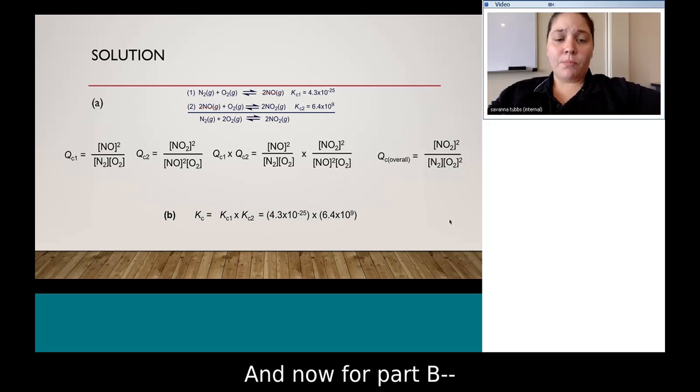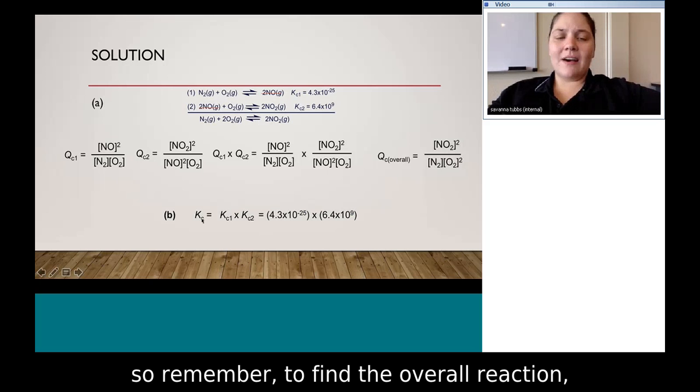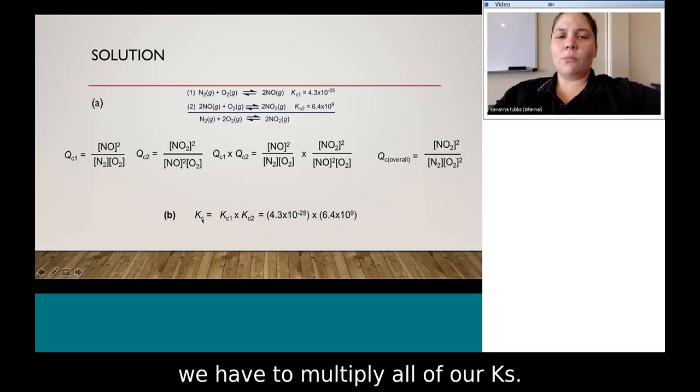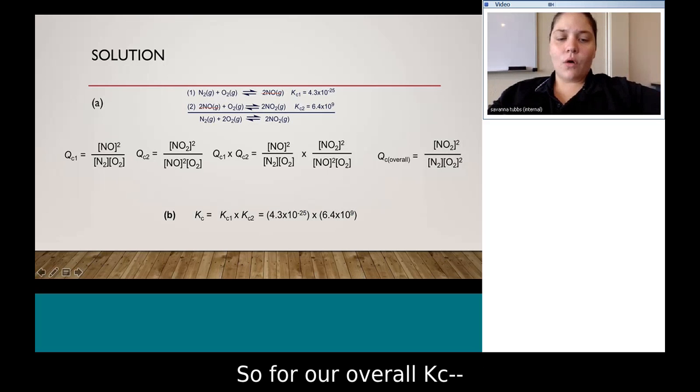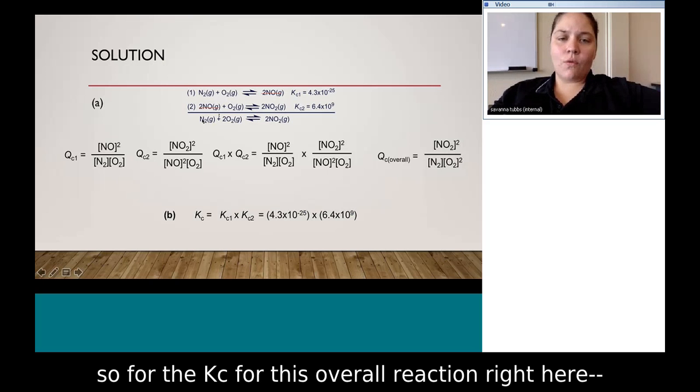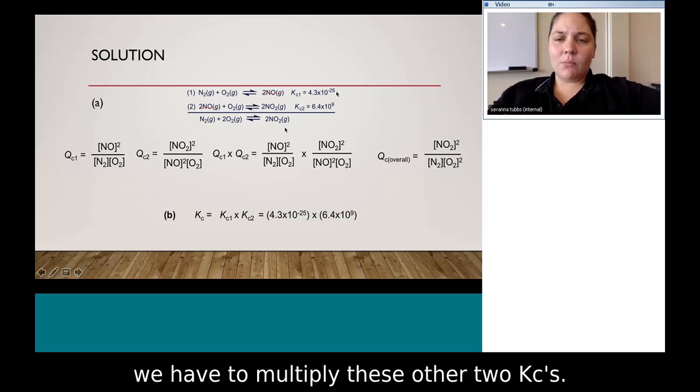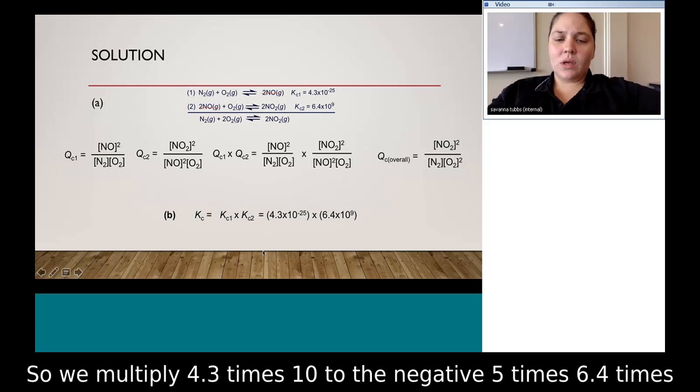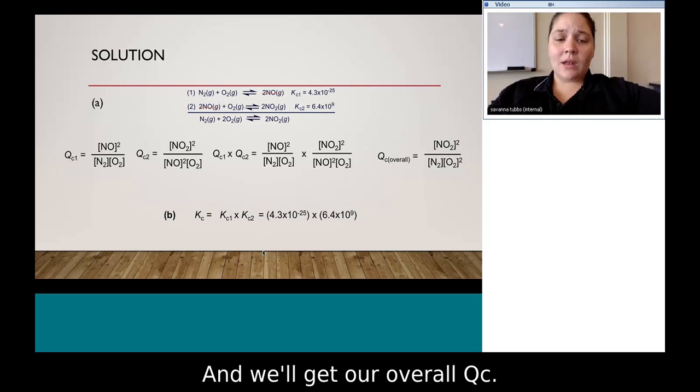And now for part B. So remember, to find the overall reaction, we have to multiply all of our K's. So for the KC for this overall reaction right here, we have to multiply these other two KC's. So we multiply 4.3 times 10 to the negative 5 times 6.4 times 10 to the 9, and we'll get our overall KC.